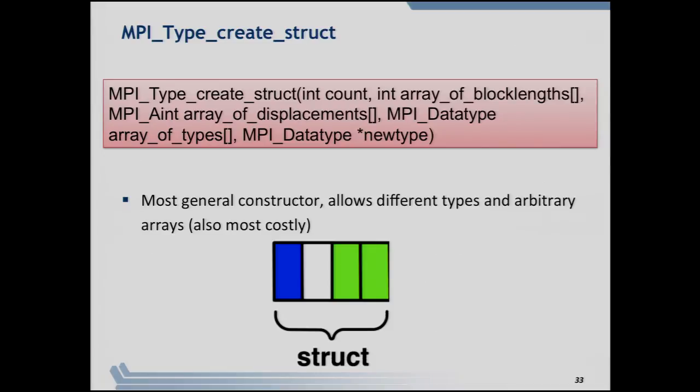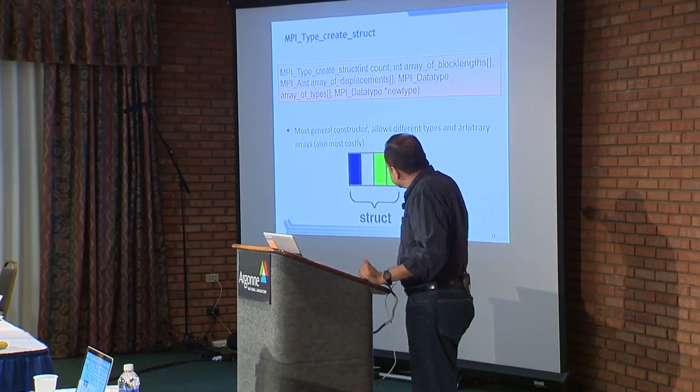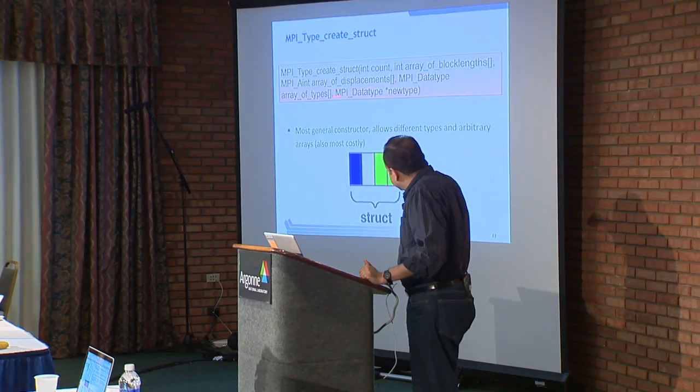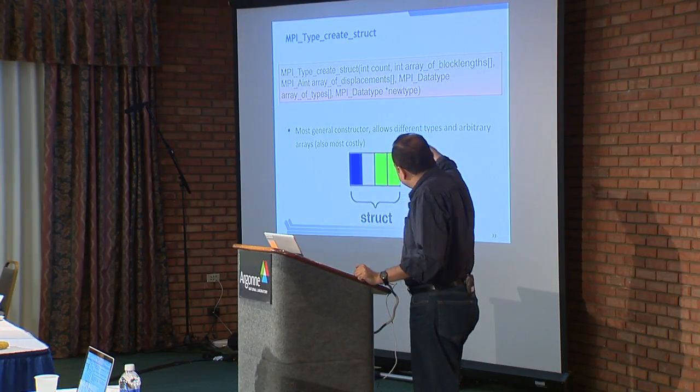So let's say you had a struct in C which had different fields in it and different types. You could have an int, you could have a float, you could have a character array in there. How do you represent that in MPI? You can use an MPI type create struct because you can pass different old types in that, and of course you fill in the other fields appropriately to represent that struct data structure, and you can send that as well.